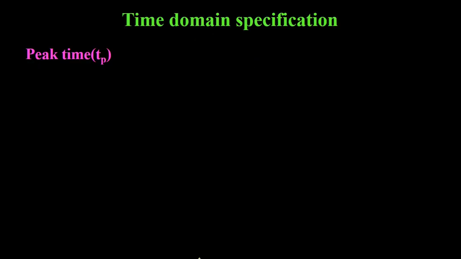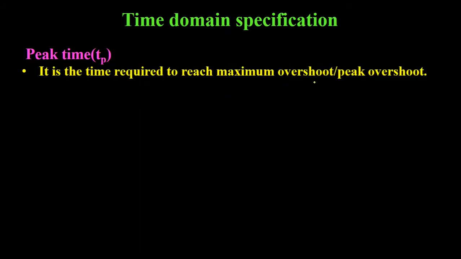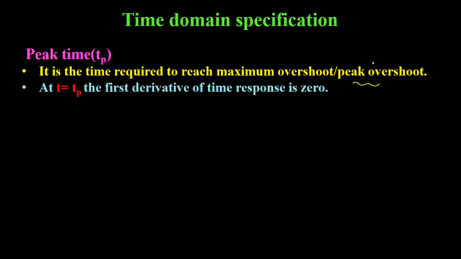In the last class, we have already derived the expression for rise time, which is one of the time domain specifications. In this class, we are going to derive another time domain specification, that is peak time, which is represented by Tp. Peak time is the time required to reach maximum overshoot, or it is the time required to reach peak overshoot. At time t equal to peak time Tp, the first derivative of the time response is equal to 0. So we use this method to find the equation for the peak time.